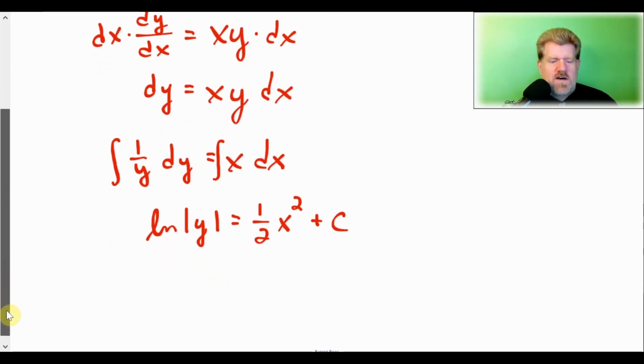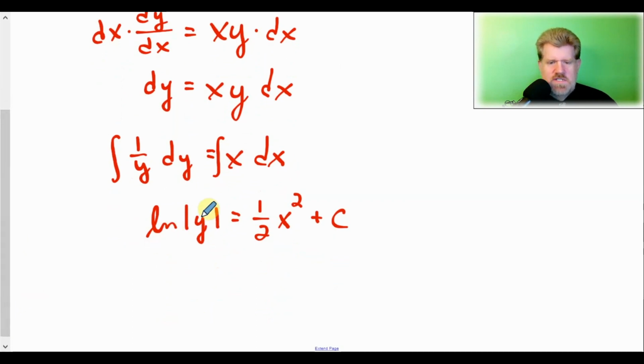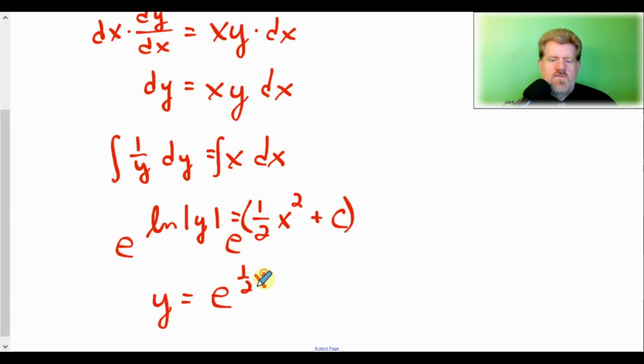Now, if we can solve for y, we should. So how do we solve for y? What's the inverse of a natural log? Well, it's this. We take them both and make them powers of e. So e to the natural log of y is just y. Now be careful, this is being added together. So this is really e to the 1/2 x squared plus c. You might be thinking, oh, that's good, we're done. Technically, you are done.